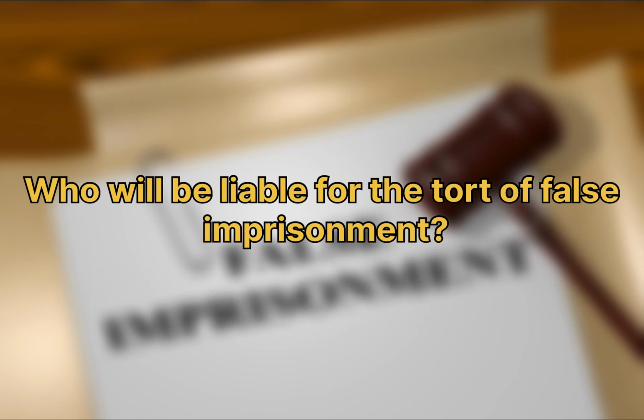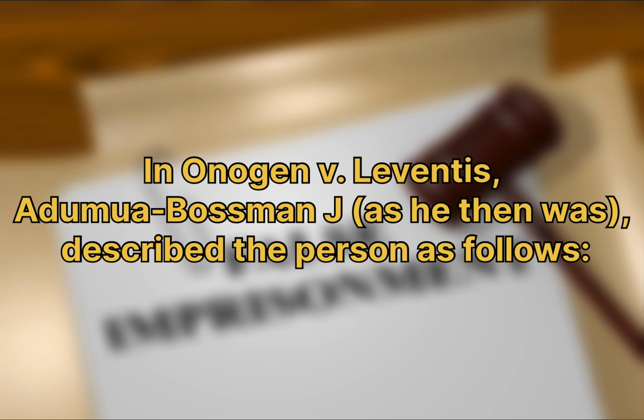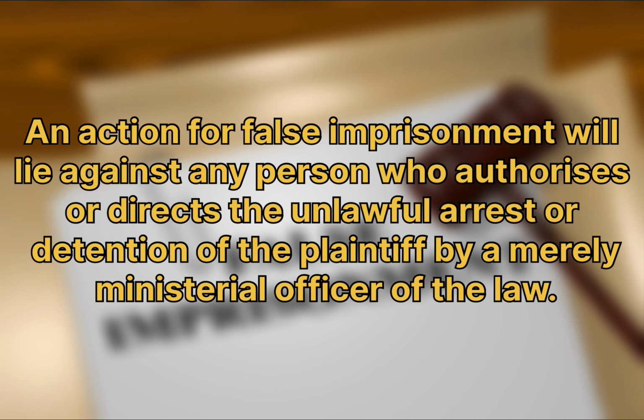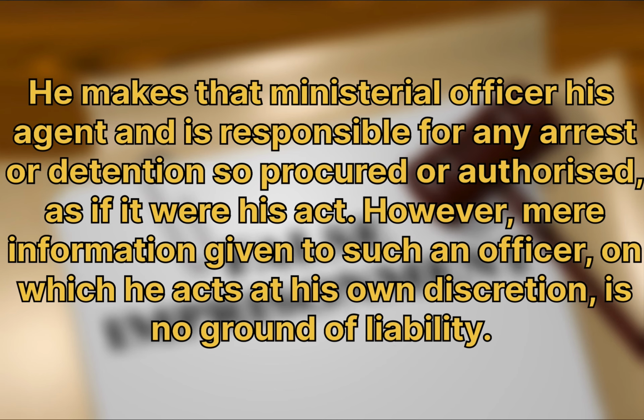Who will be liable for the tort of false imprisonment in this particular instance? In Onogen v. Laventis, Edumwa Bosman J, as he then was, described the person as follows. An action for false imprisonment will lie against any person who authorizes or directs the unlawful arrest or detention of the plaintiff by a mere ministerial officer of law. He makes that ministerial officer his agent and is responsible for any arrest or detention so procured or authorized, as if it were his act.